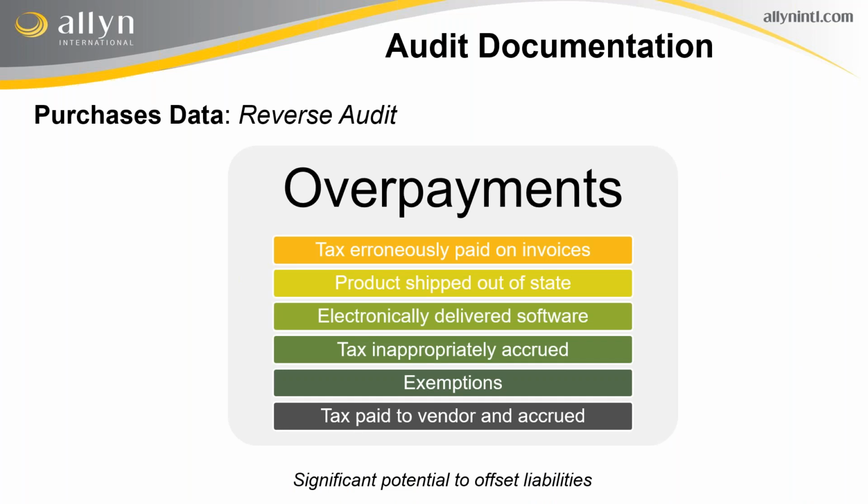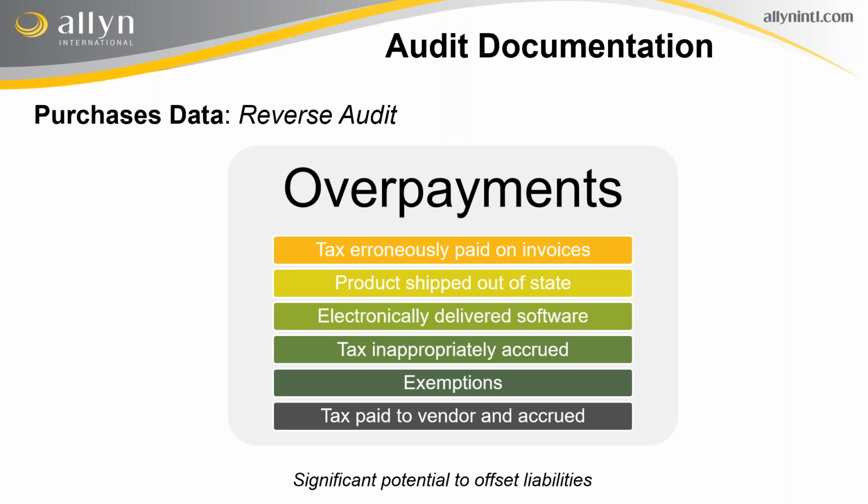Now, a few areas to review that you might want to take a look at would be tax paid on invoices, but the product was shipped to an out-of-state location not within your audit, possibly electronically delivered software in certain states, tax inappropriately accrued or accrued to the wrong state, tax paid on non-taxable items, exemptions such as manufacturing, research and development, IT, utility usage, manufacturing partial exemption. And then my favorite is where tax is paid to a vendor and self-accrued. And these are just to name a few areas that you can look for in an overpayment review.